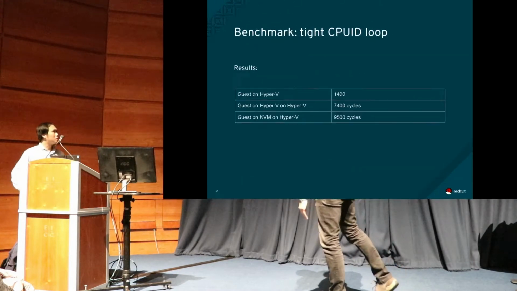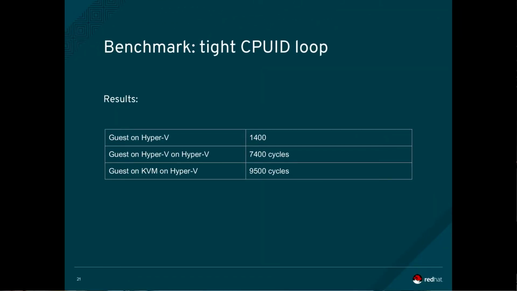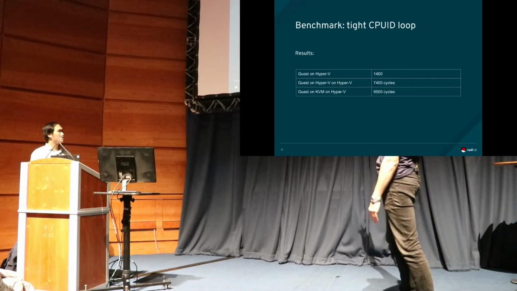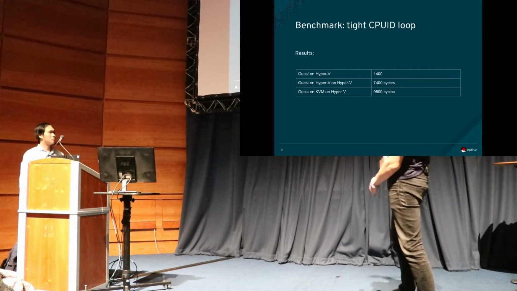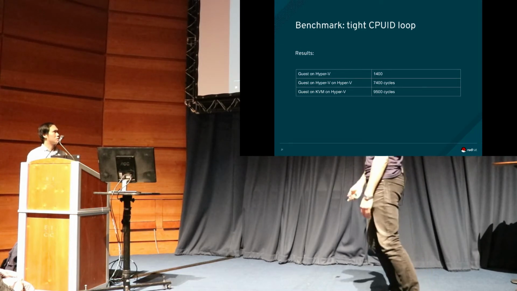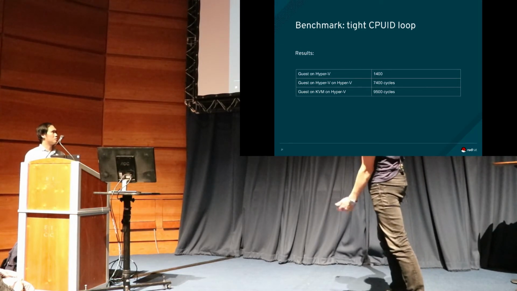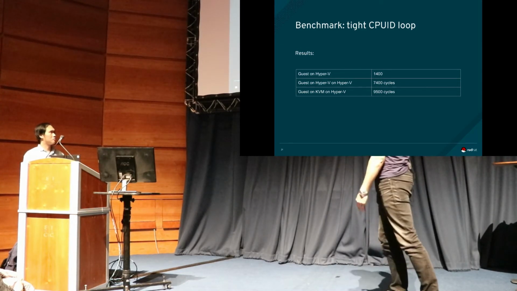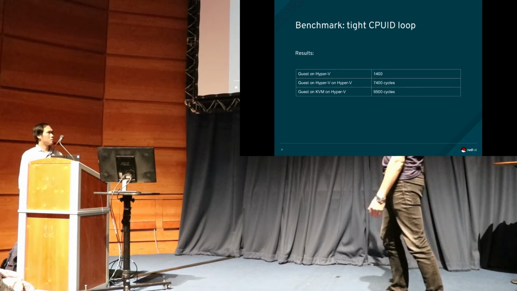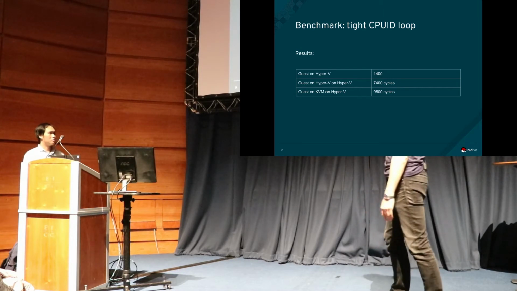What are our plans? I did a very, very simple benchmark running a tight CPUID loop in L2 when running Hyper-V on Hyper-V and KVM on Hyper-V. As you can see, we are worse, but not significantly, about 20%. So I'm going to take a look at what's going on and whether it can be improved, so we reach parity with Hyper-V on Hyper-V.